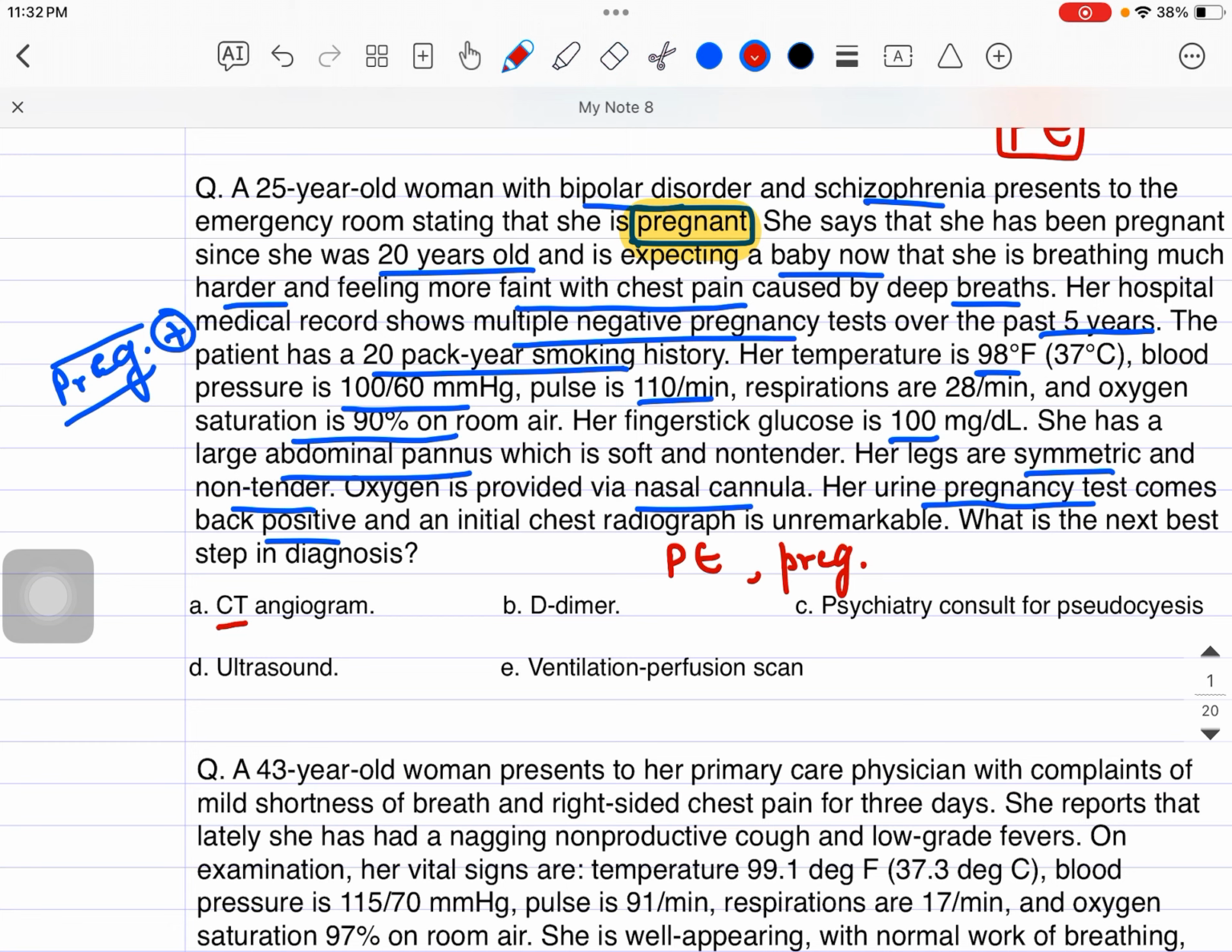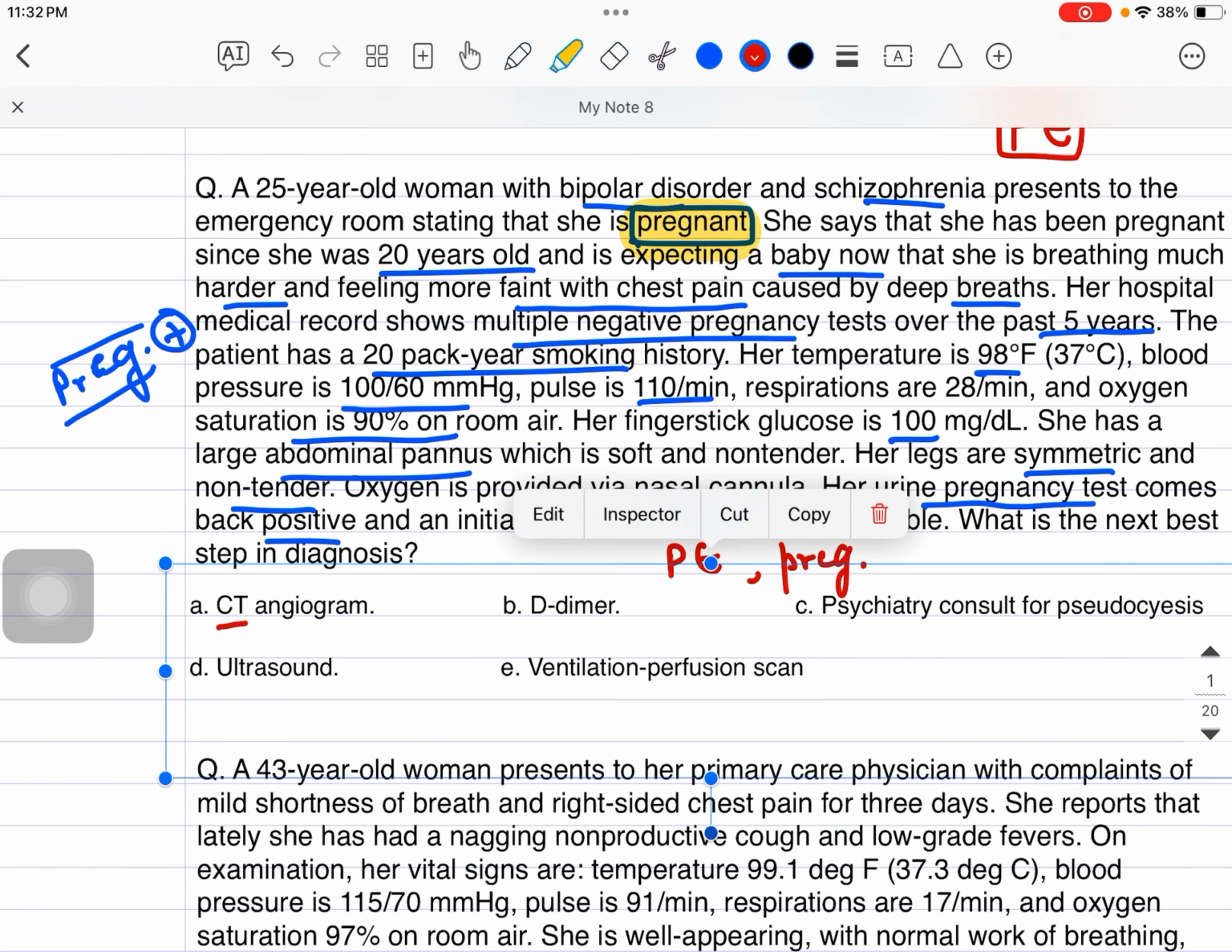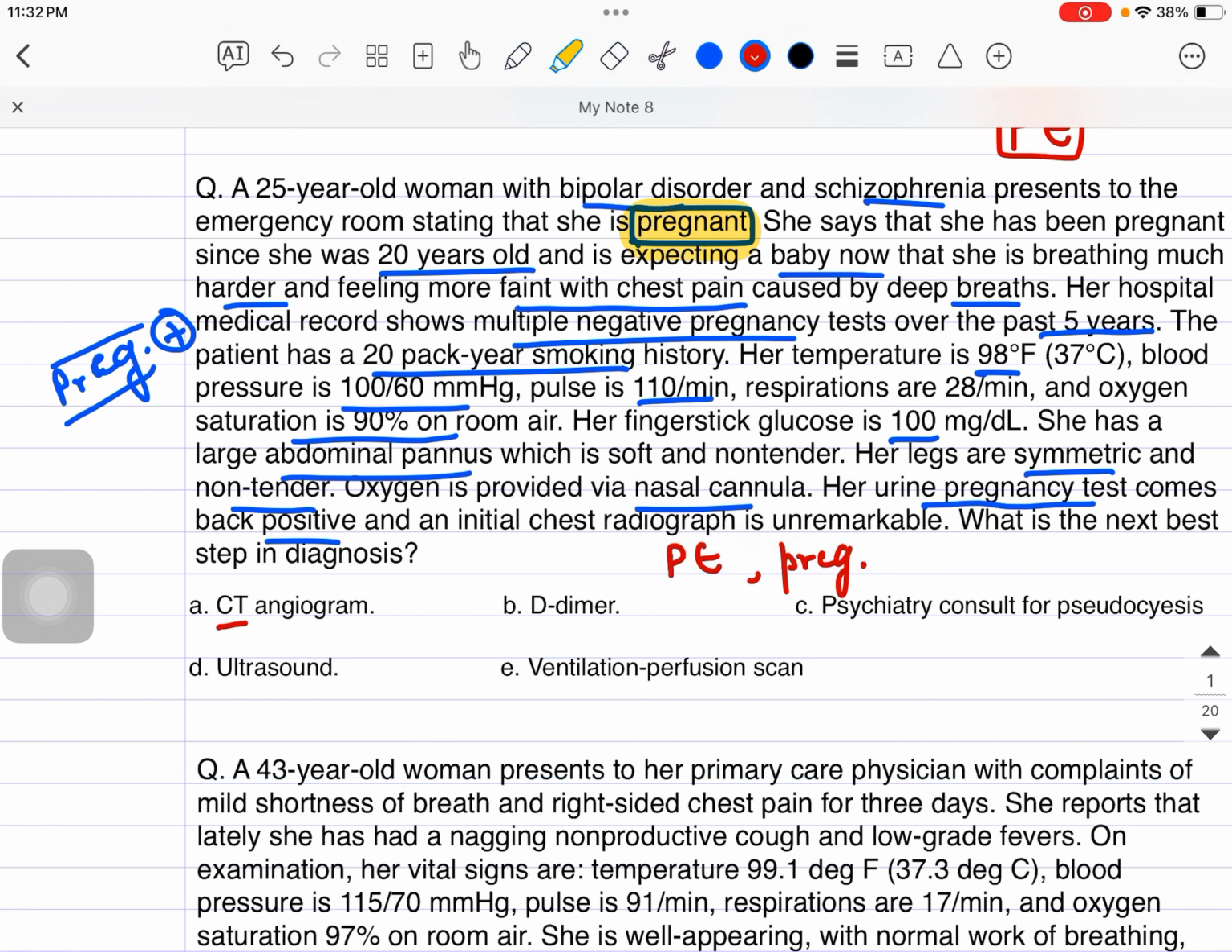So if best is CT angio, what else can I do? I shall go for the VQ scan, that is a ventilation perfusion scan, isn't it? I told you that we shall go for the ventilation perfusion scan in those cases where we are not able to do the CT angio. So if you are not able to do the CT angio, for example in the renal failure patient or the pregnant patient, you shall go for the ventilation perfusion scan where you are pretty much clear that this patient is having the pulmonary embolism, or you have a very strong suspicion that this patient is having the pulmonary embolism. Whenever you have a strong suspicion, please go for the best test, that is the CT pulmonary angio.